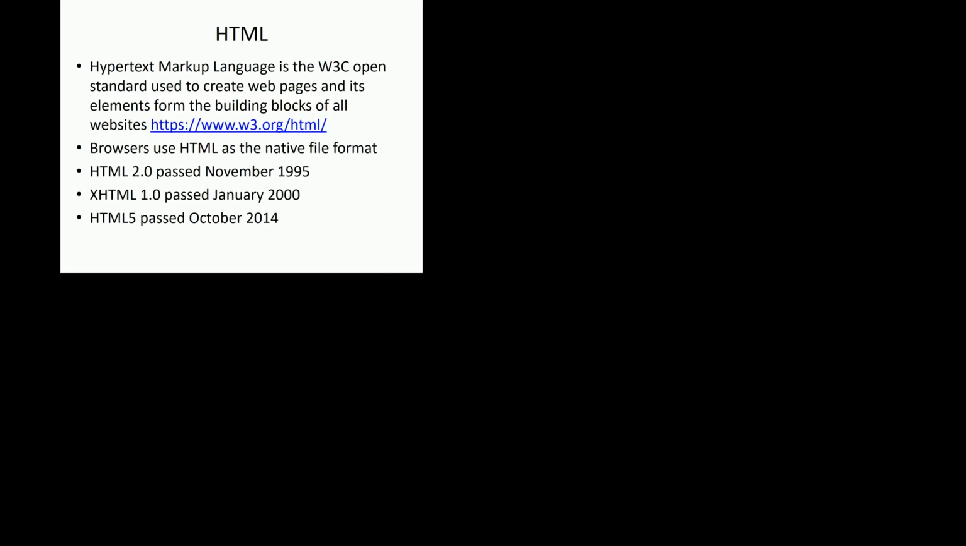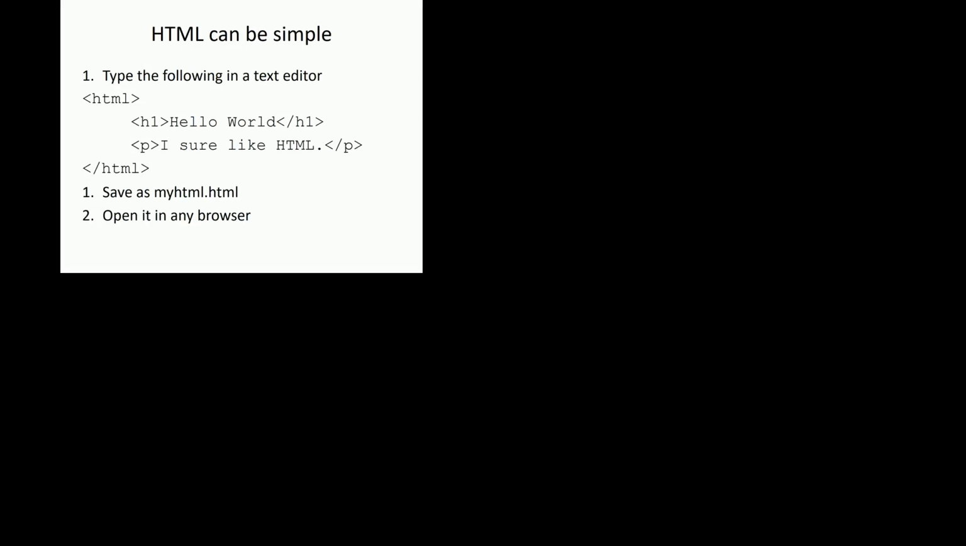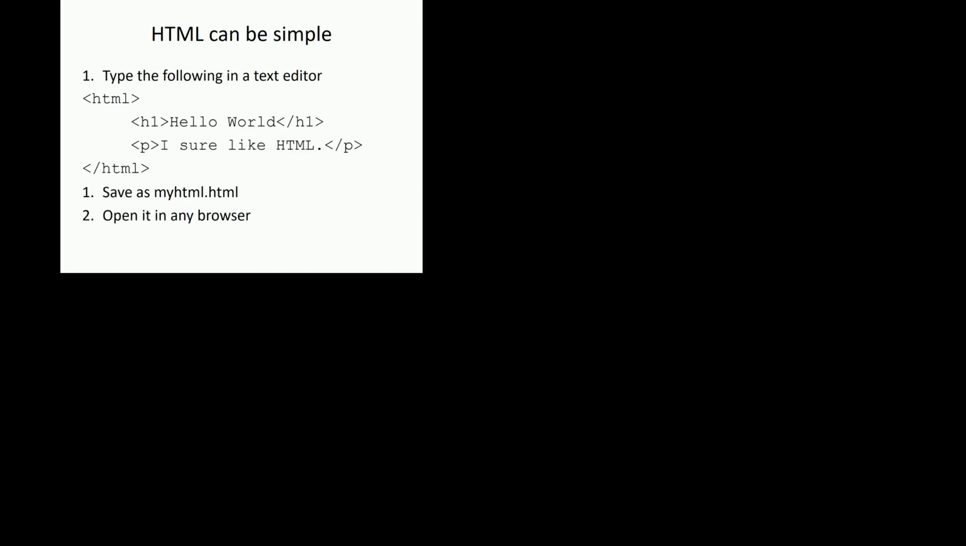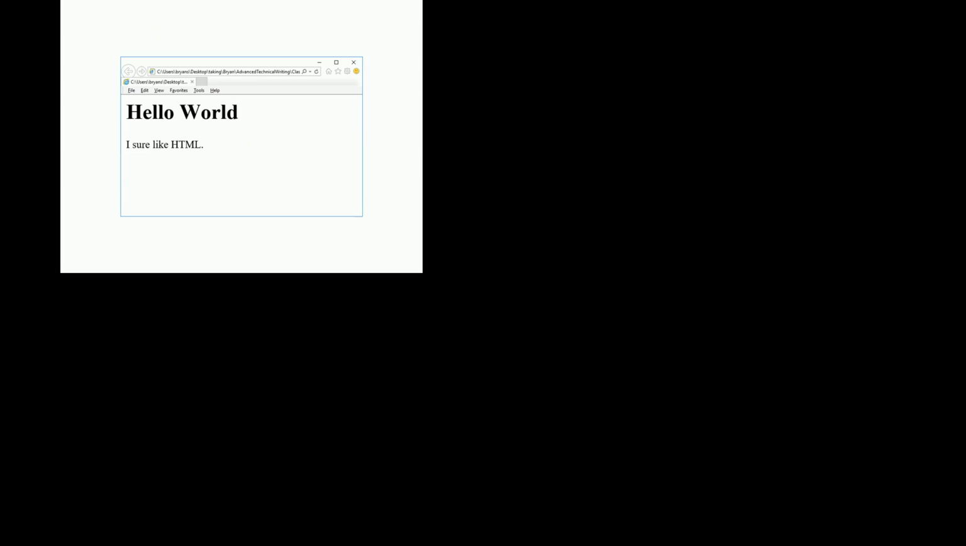HTML 2.0 was passed November 1995. XHTML 1.0, XML Hypertext Markup Language, was passed in January of 2000, and HTML5 just passed a few years ago, 2014. So HTML can be simple. So you could type the following into a text editor, save it as a file name, and then open it in any browser. And the code would look like this, but the browser view would look like a browser view.